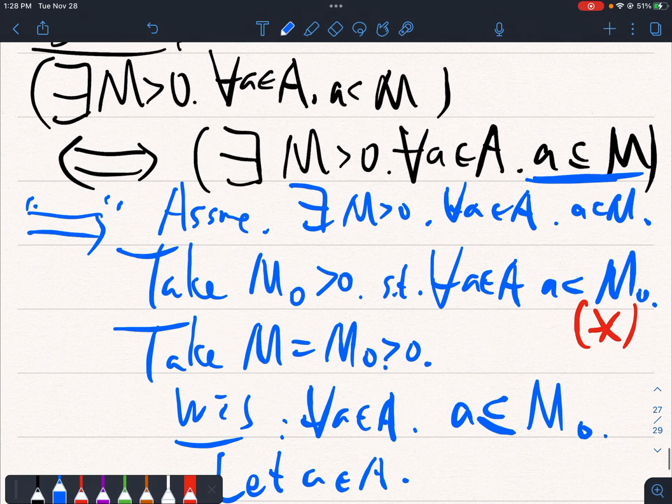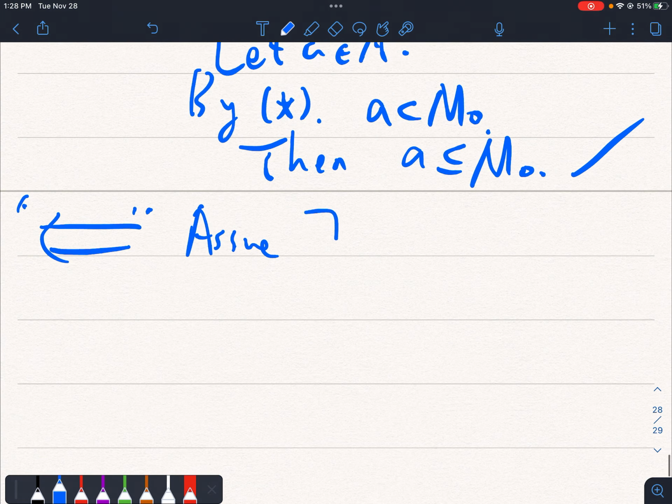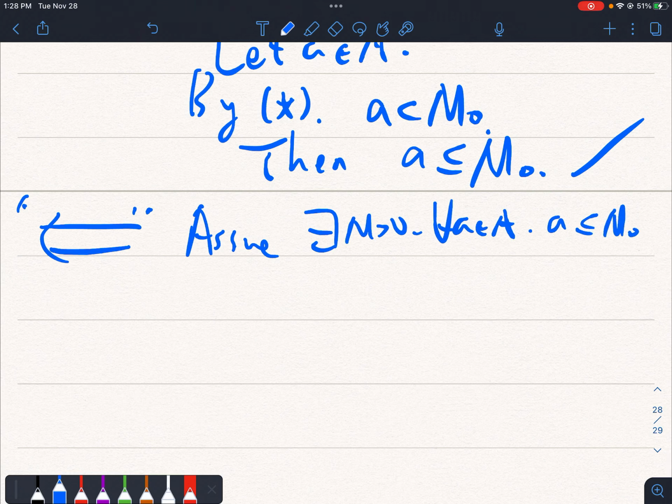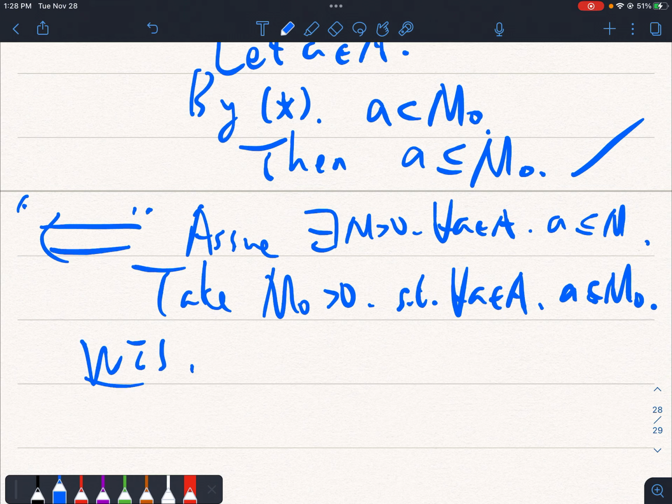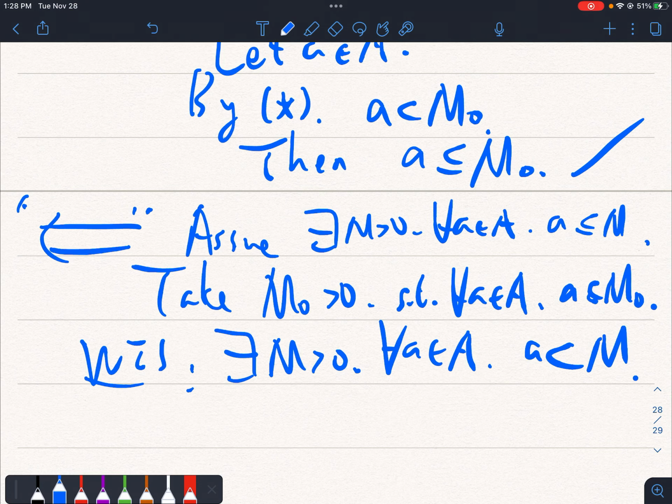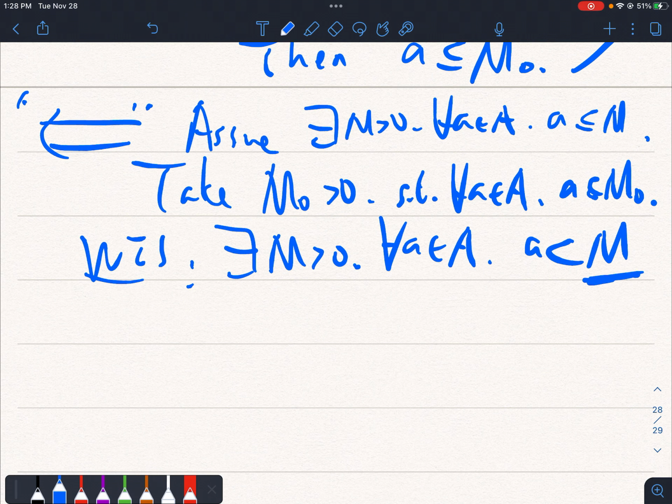So in this direction, we assume that this is true. So there is some m greater than 0, such that for a in A, we have a is less than or equal to m naught, or equal to m. So then we can just take some m naught greater than 0, such that for a in A, we have a is less than or equal to m naught. And then we want to show that we can find some m greater than 0 such that for a in A, we have a is less than m. As I said, we cannot choose m to be m naught itself, because less than or equal to does not imply less than. But we can choose m to be slightly bigger.